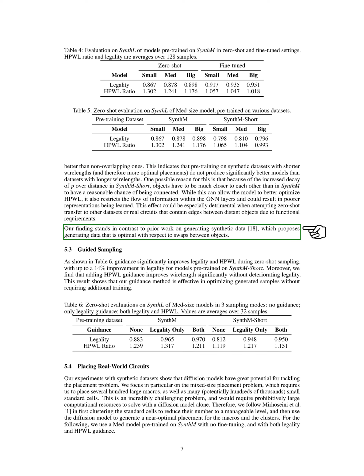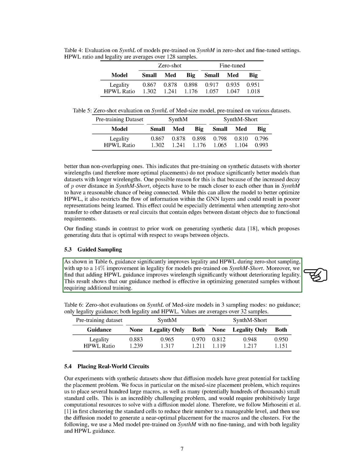Our findings differ from previous work that suggests generating optimal data for object swaps. Additionally, we introduced a guidance method that significantly improved legality and wire length during zero-shot sampling. This guidance not only enhanced the quality of generated samples but also optimized wire length without compromising legality. This approach proved effective without the need for additional training.